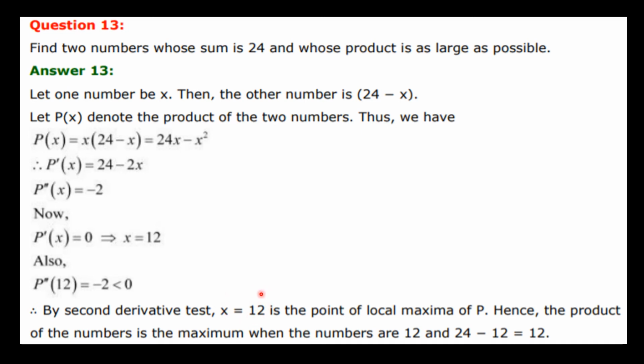This is a critical point. This critical point or turning point or stationary point is said to be the point of local maximum of this function p. Hence, the product of the numbers is maximum when the numbers are 12 and 24 minus 12. What will we get here? 12. By substituting x is equal to 12 in the second number, what will we get? 24 minus 12? Yes, the second number is 12. The first number is 12 and the second number is also 12. So we got the required two numbers. Understood, my dear children? Right.